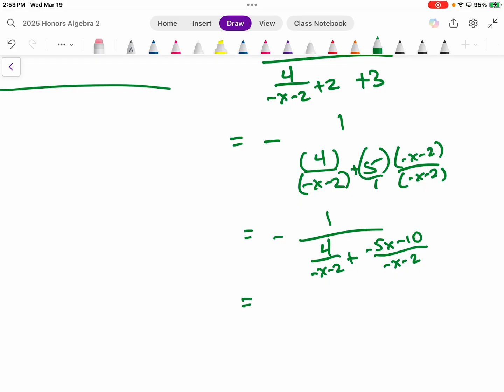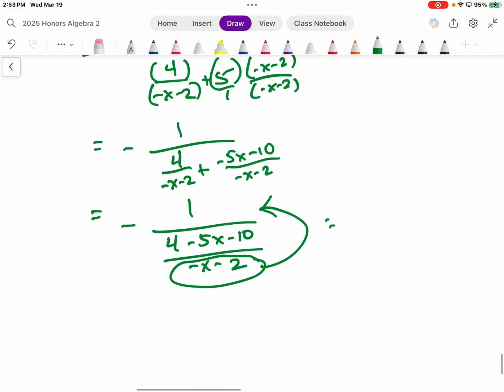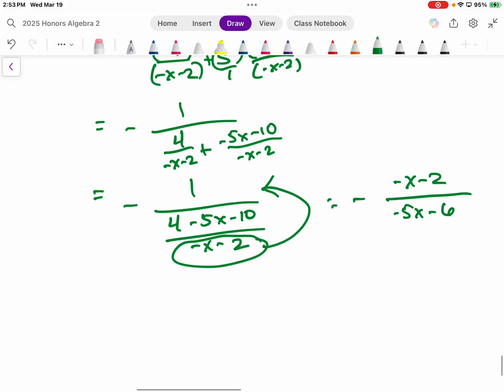All right. So now I get to combine those and say negative 1 over 4 minus 5x minus 10 over negative x minus 2. And let's see, this technically gets to go to the tippity top. And so we have a negative, and then it's negative x minus 2 over negative 5x minus 6. And this is where I would officially stop and say, okay, that's not going to work out. This is when I would stop, and we would say, not inverses.